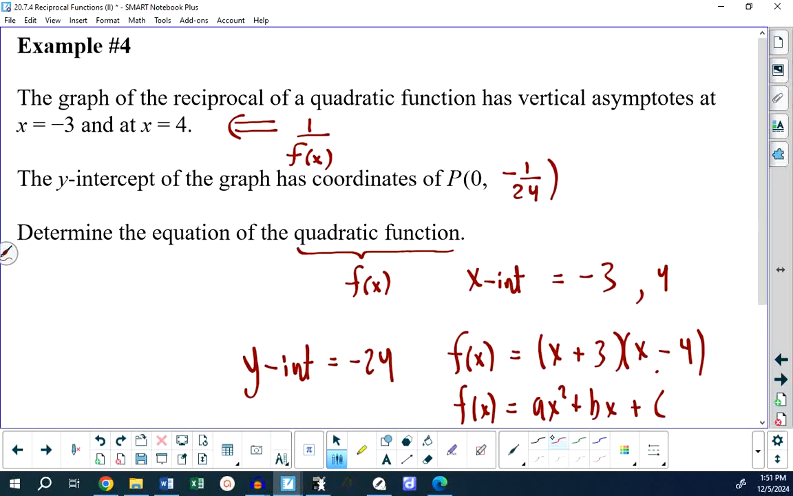How on earth do we make that happen without changing these factors? Because you can't change those factors. They're indicative of the x-intercepts. So how do you create a y-intercept of negative 24? Go ahead. Negative 24. You know how you do it? You just put a 2 in front of the whole thing to double it.